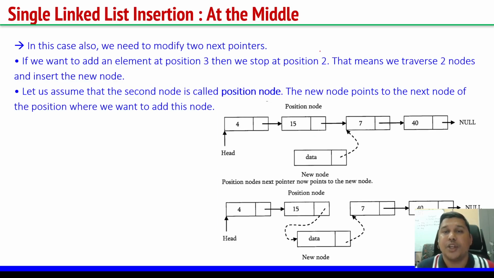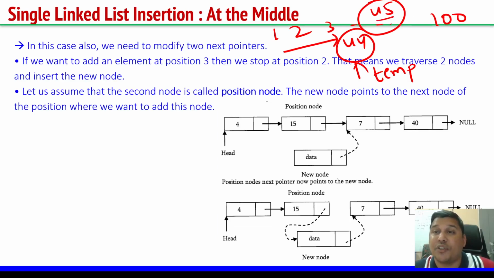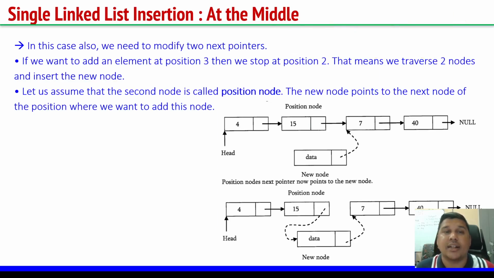The logic is very simple. If you have a list with 100 elements, 1, 2, 3, and so on, 100 locations are there, and you want to insert an element at the 45th location, then traverse the list till 44 and stop there. Let the 44th node be your temp. Already there is a 45th node that exists, and in between you want to insert. So this new node's next you point to 45, and 44's next you point to the new node. That's it. With that you can insert an element at any position.